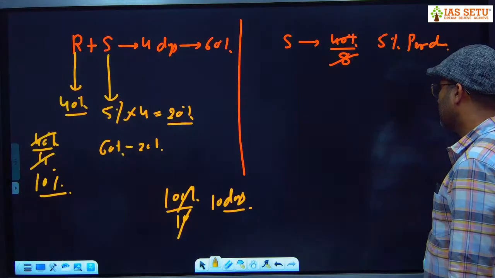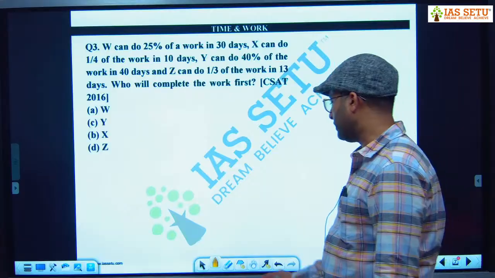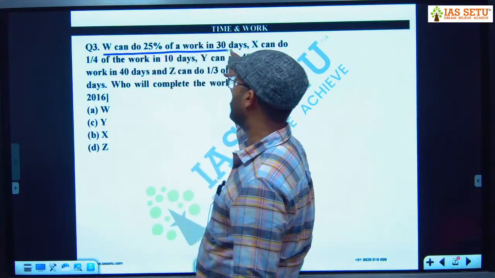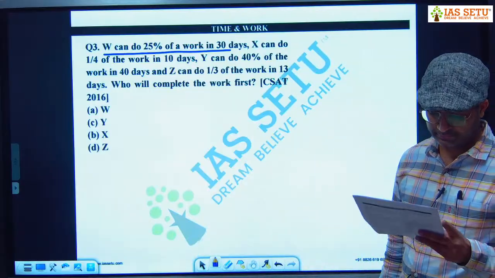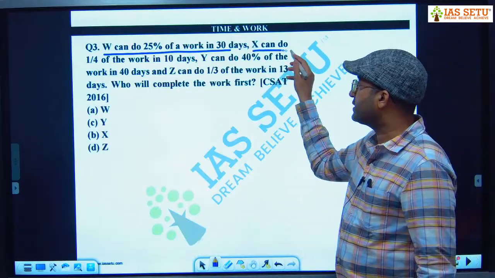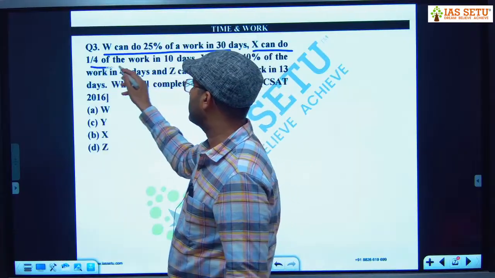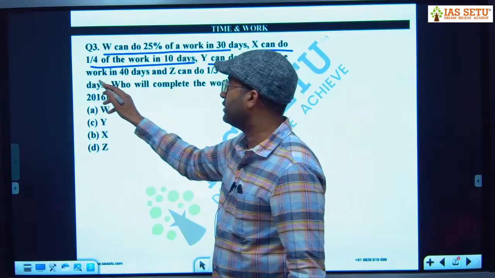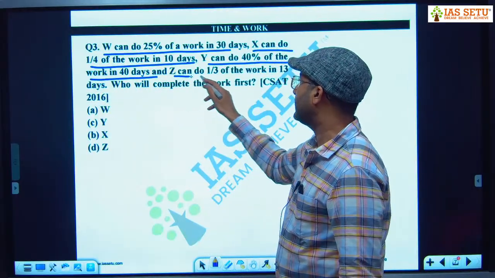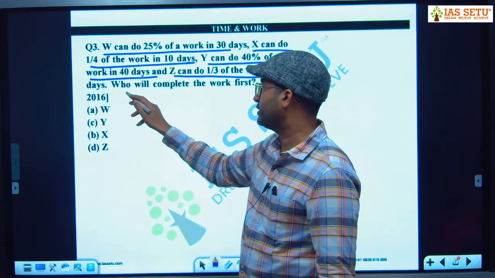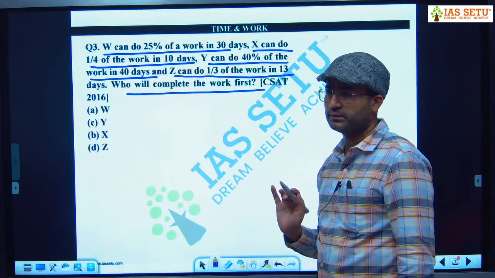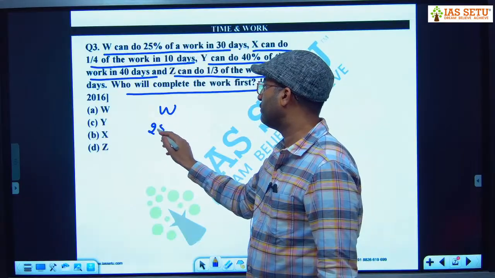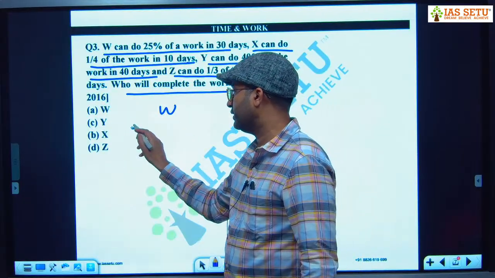नेक्स्ट इज क्वेश्चन नंबर 3. W can do 25% work in 30 days. X can do 1/4 of the work in 10 days. Y can do 40% work in 40 days. Z can do 1/3 of the work in 13 days. Who can complete the work first? So here one by one. W can do 25% work in 30 days.